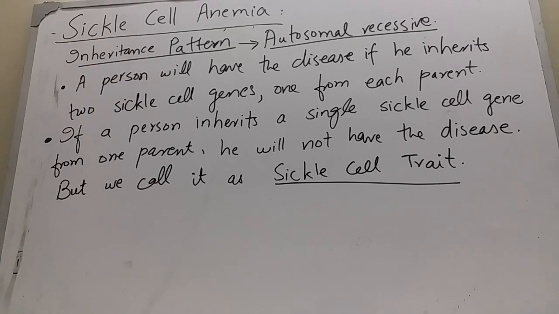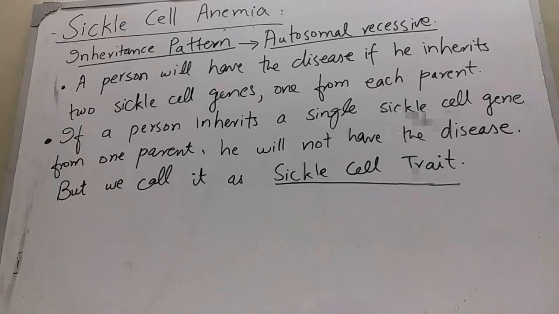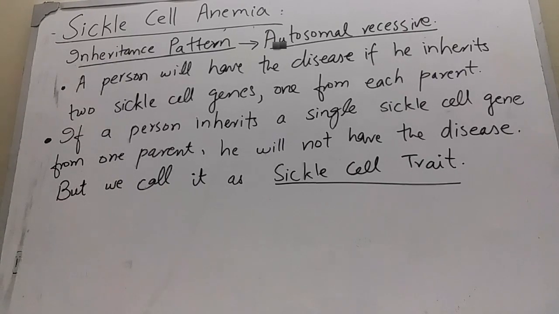What is a sickle cell trait? When a person inherits only a single sickle cell gene from one parent, such a person will not have the disease, he will not show the symptoms, but he will act as a carrier, and there is a chance that he may pass the disease to his offspring. Such a condition is known as a sickle cell trait.